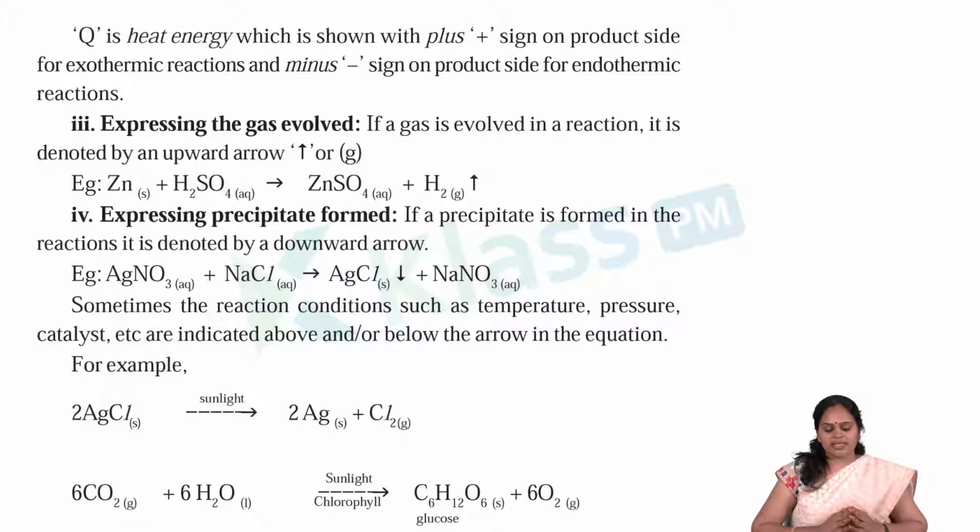Sometimes the reaction conditions such as temperature, pressure, catalyst can be indicated above or below the arrow in the equation. How? 2AgCl, that is a solid, gives 2Ag plus Cl2 in the sunlight. So that can be represented above the arrow. 6CO2 plus 6H2O gives, the reaction will be done in sunlight and in the chlorophyll, glucose. What is the formula for glucose? C6H12O6. And 6O2, oxygen will be released in photosynthesis. That is the reaction given here.